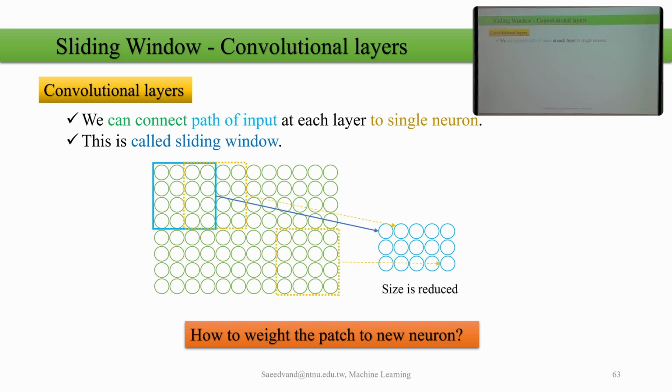So with the convolutional layer, we can connect patches of the input to a single neuron. And we call it a sliding window. What does it mean? Let's say this is the image, and each one of these is 1 pixel, and let's say it's in grayscale. We just have 1 value for each.